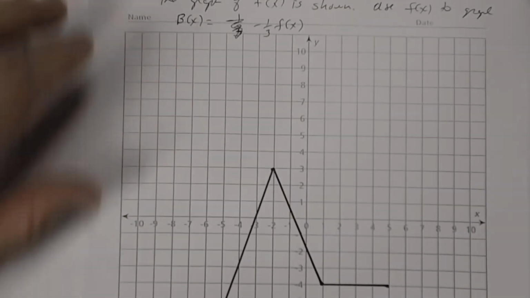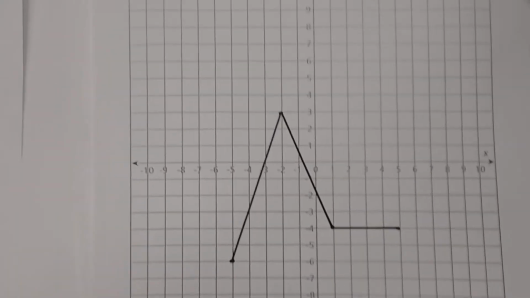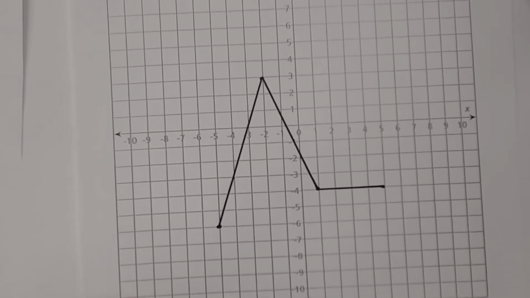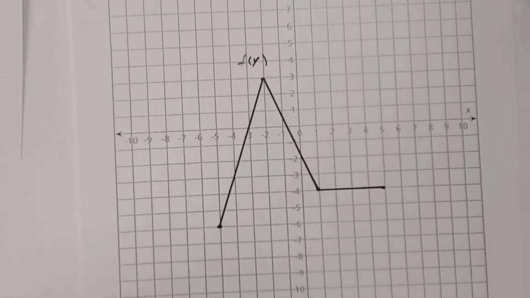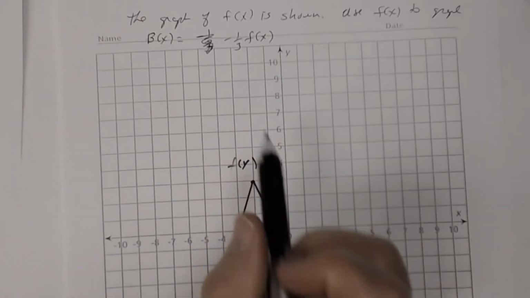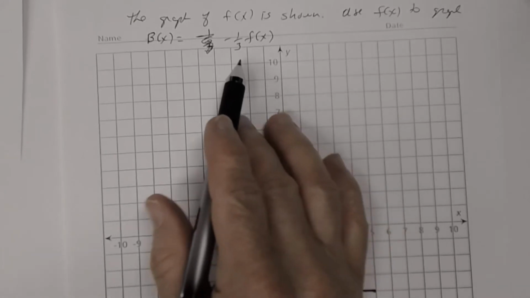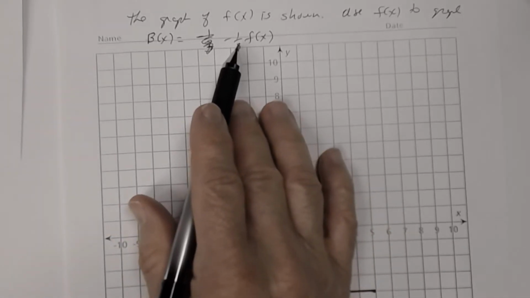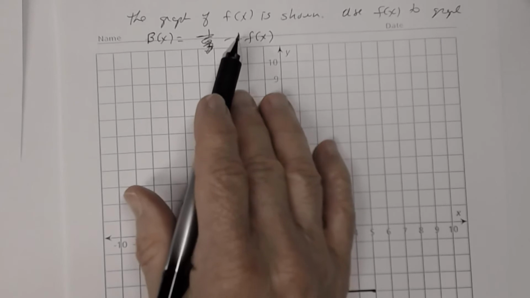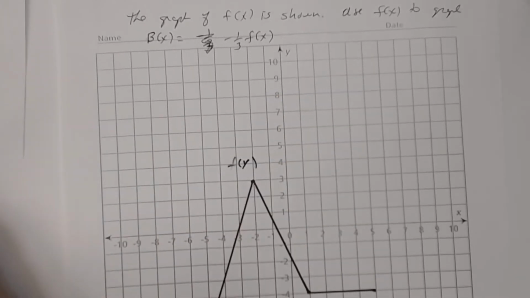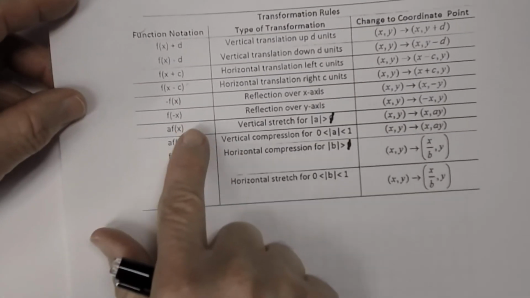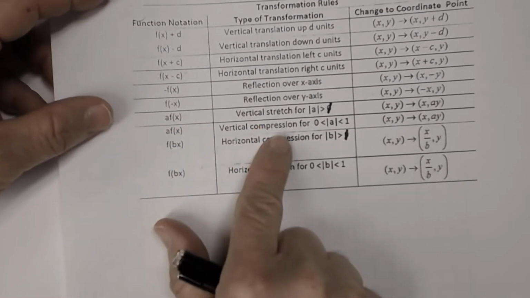All right, let's look at the next one. So here's our graph, and this is f of x right here. We want to graph negative 1/3 f of x. There are two things. Remember, when the factor is on the outside, that's vertical. And you have to remember, is it a vertical stretch or a vertical shrink?